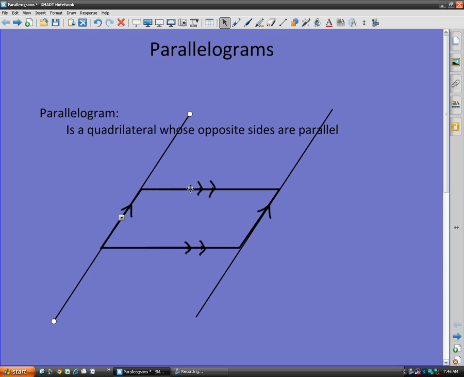What you need to take away from this video is to understand that the opposite sides are parallel, and that's the basic definition of a parallelogram.